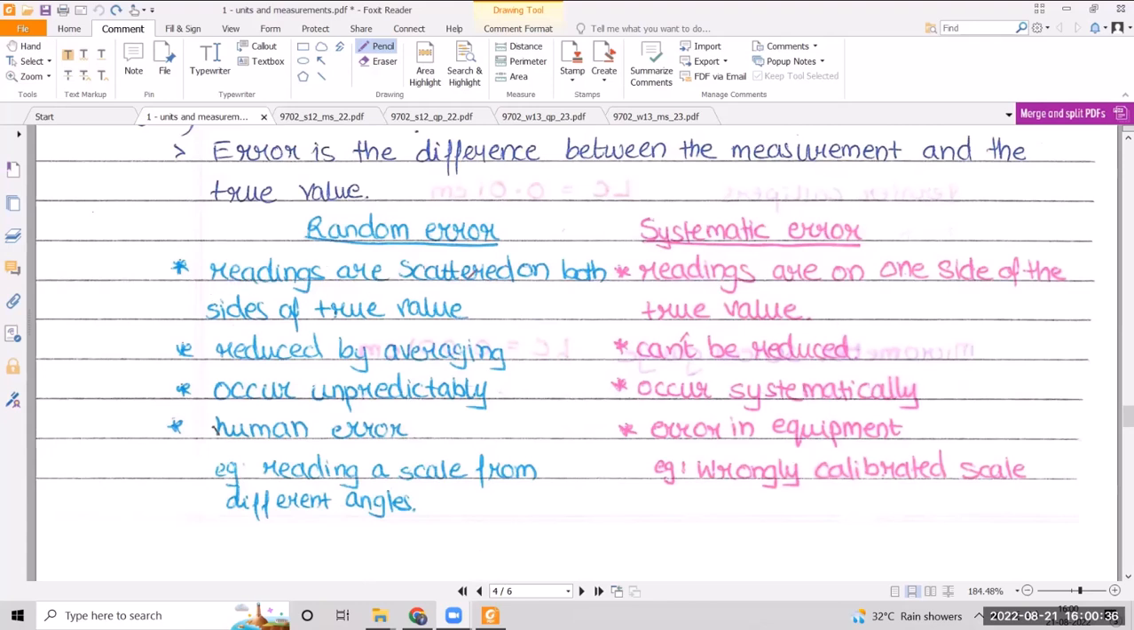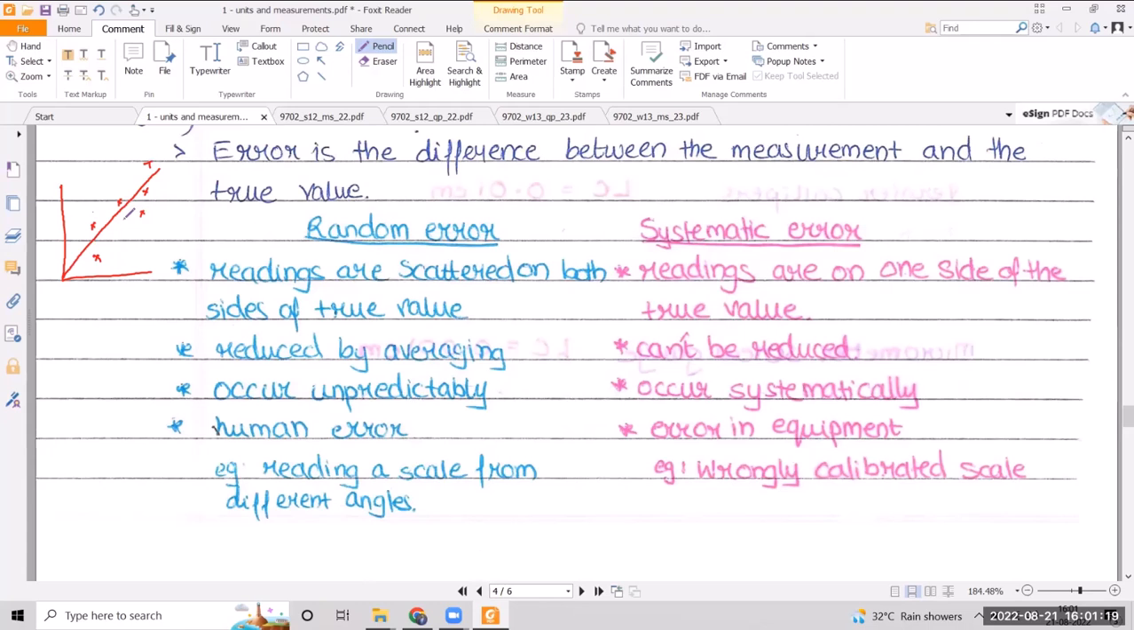So the first point, readings are scattered on both sides of the true value. Let's say I have a graph like this, and I have scattered data, and I have a line of best fit over that. So let's say this is the true value. So data is scattered on both sides of the true value. Okay. So if I want to reduce this type of error, I have to take the average. I will not take the time of one swing of the pendulum. I will take the time of 20 swings of the pendulum, and will divide that number by 20. So it is a part of a human error.